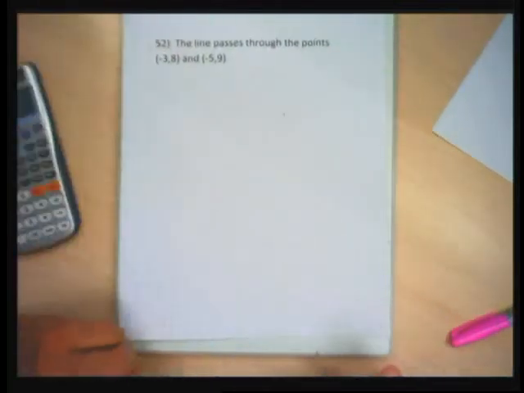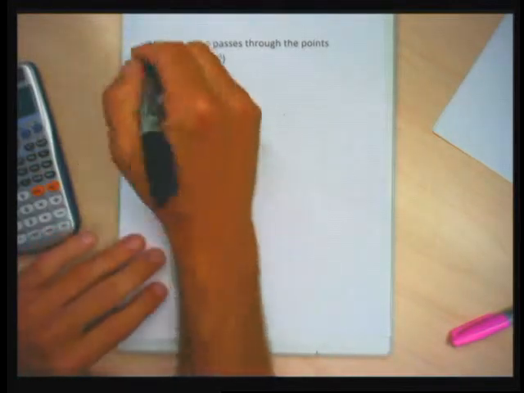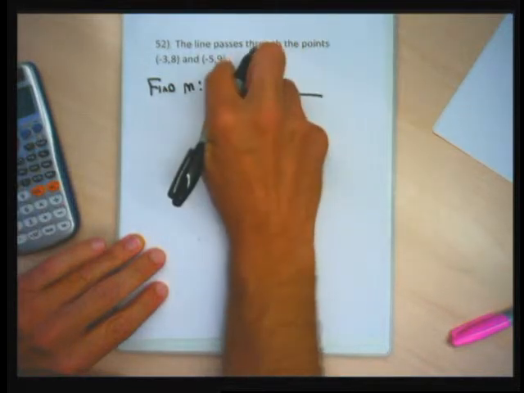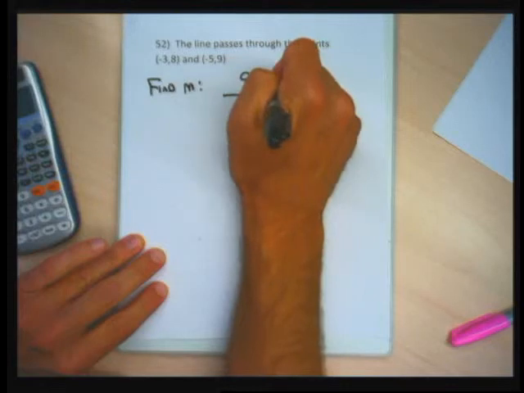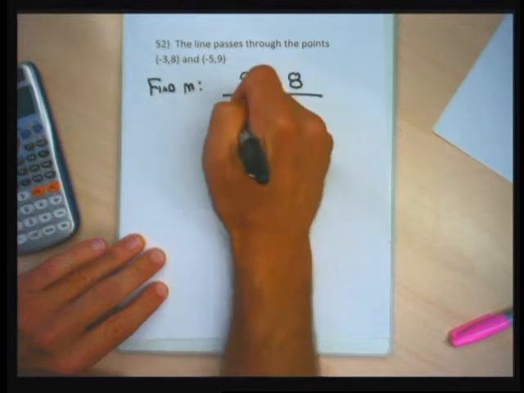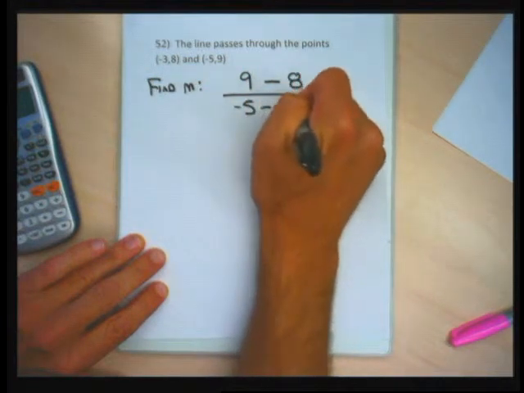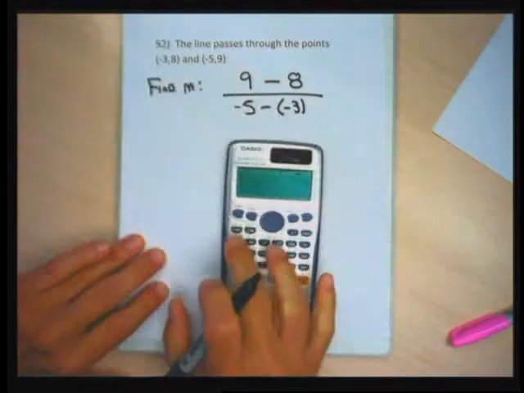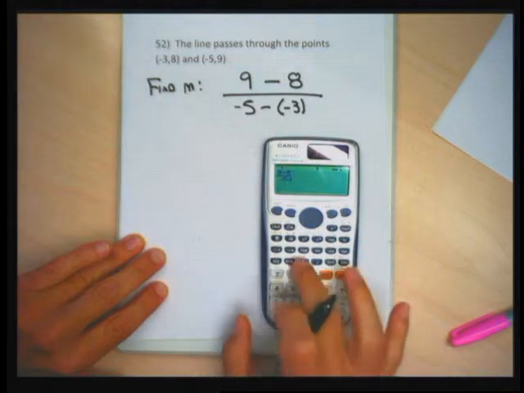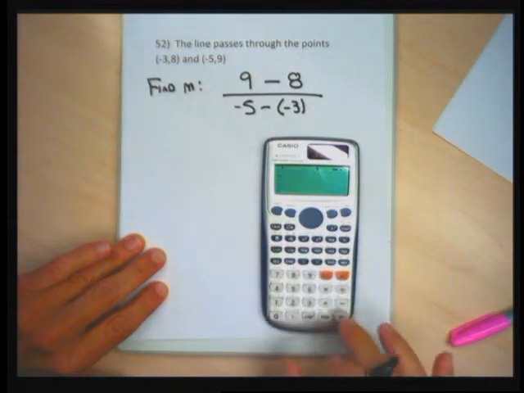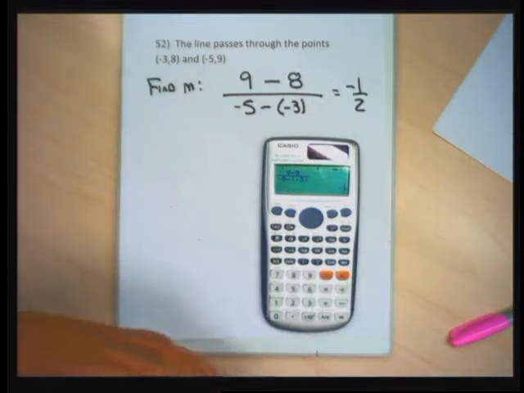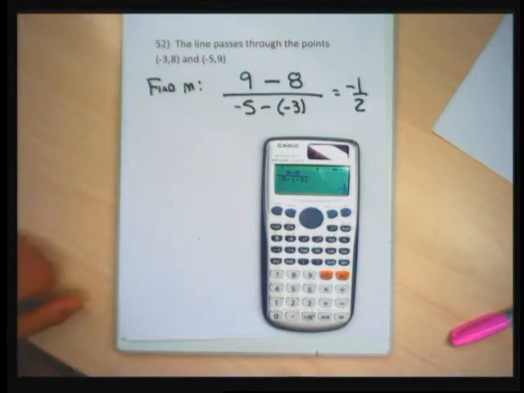So 52, I want to find an equation for a line. I need both an m and a b. First, I'm going to find the m by making a fraction. I'll take the y-coordinate of the second point, which is 9, minus the y-coordinate of the first point, which is 8, divided by the x-coordinate of the second point, which is negative 5, minus the x-coordinate of the first point, which is negative 3. Safe to do this on my calculator because I'm tired. So 9 minus 8 over negative 5 minus negative 3. And my calculator tells me it's negative 1/2 is the slope. The negative could be in the numerator, it could be in the denominator, it could be to the left of the fraction. I like it in the numerator.